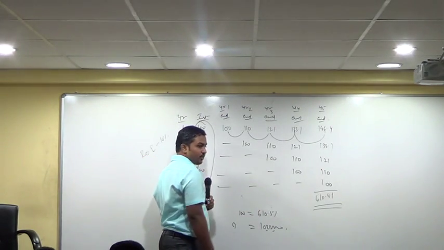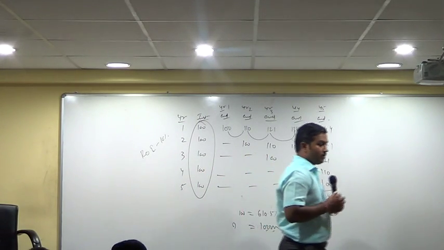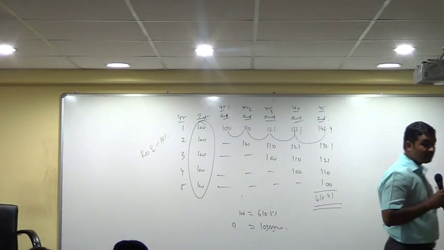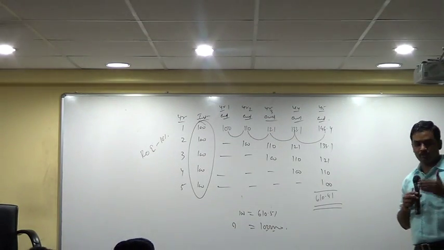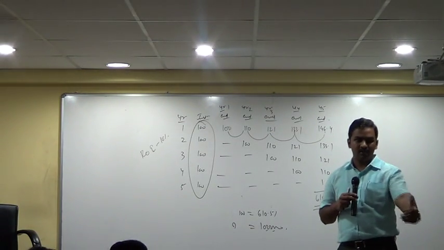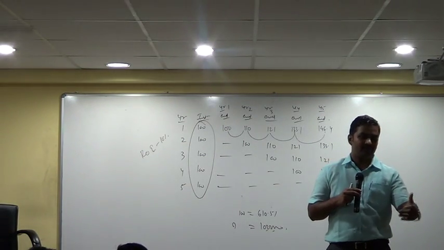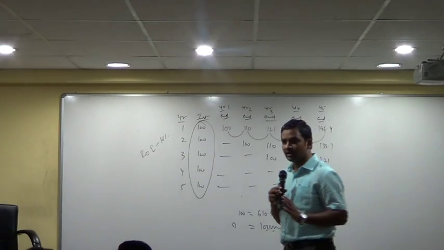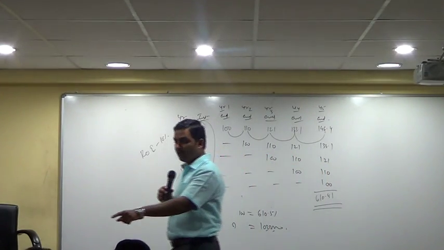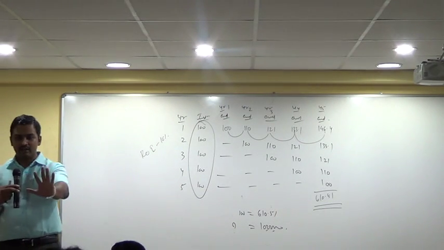10 lakh divided by 610.51 into 100. How much? 1,63,800 rupees. So if I invest 1,63,800 rupees every year in a bank, it gives me 10% interest, and I don't withdraw interest, after 5 years I will get exactly 10 lakh rupees. Are you able to understand? So every year I have to invest only how much? 1,63,800 at the end of every year for 5 years.